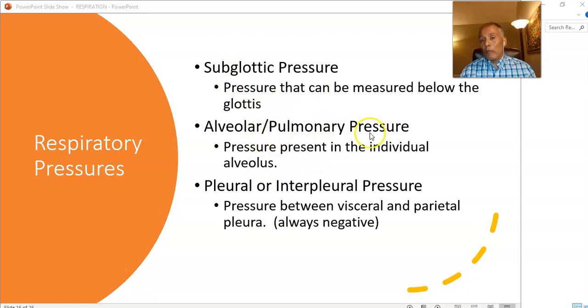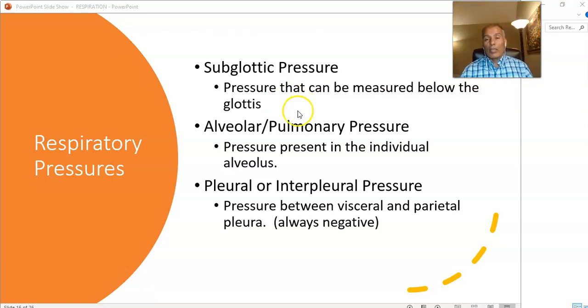If you don't have enough pulmonary pressure, you will not be able to have enough pressure in the trachea. You will not be able to have enough pressure beneath the glottis. Recall that the glottis is the space between the vocal folds. So subglottic means below the vocal folds. Supraglottic is above the vocal folds. So that is subglottic pressure. And without that, you would not be able to displace the vocal folds into vibration.